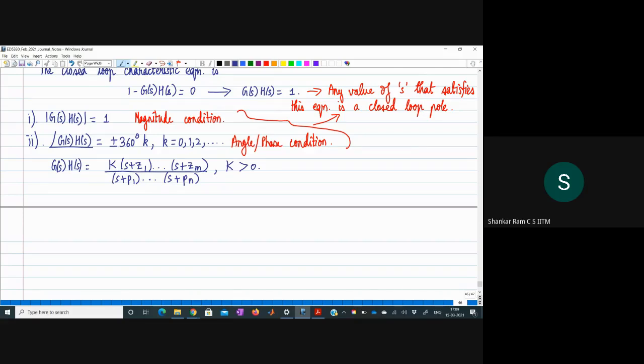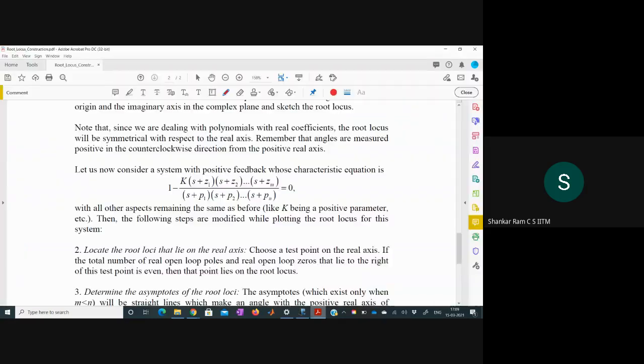The main difference being that now the phase condition is changed from an odd multiple of pi in the first set of steps that we have learned to an even multiple of pi. Okay, so let us go through the changes in the steps.